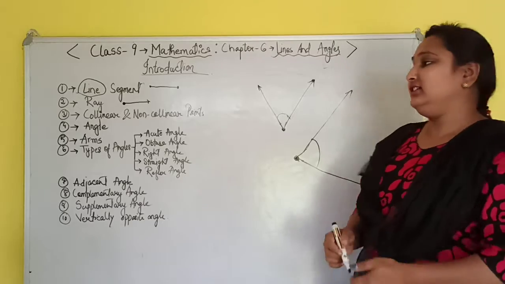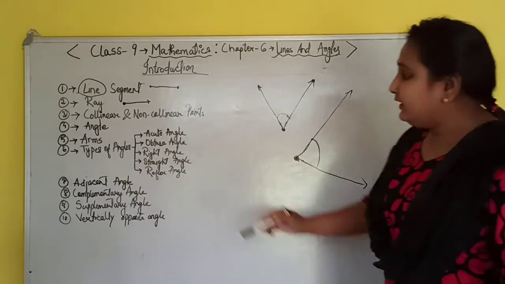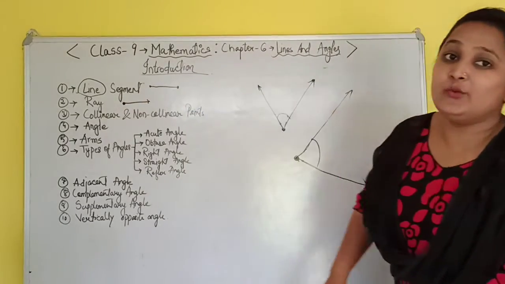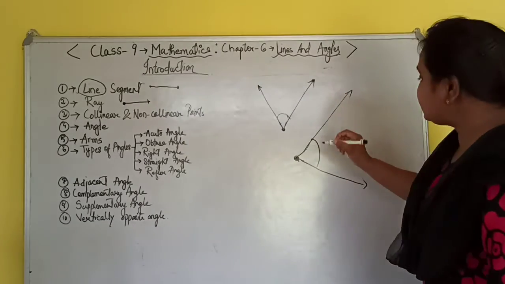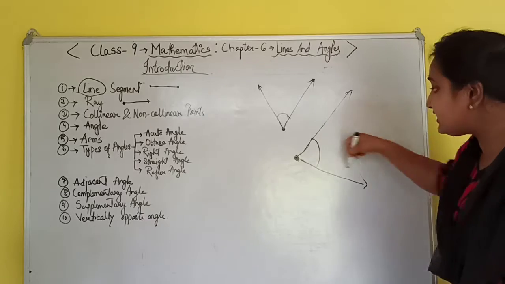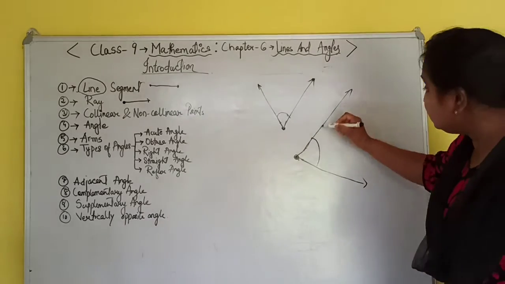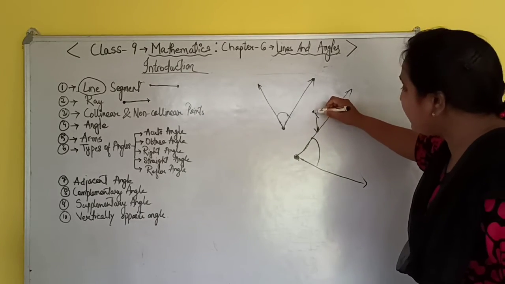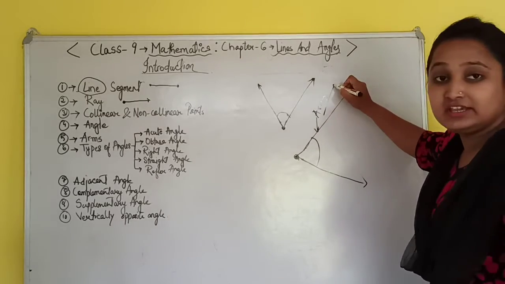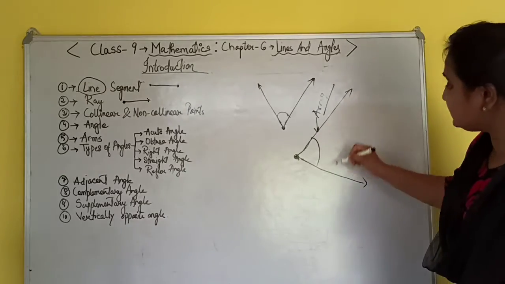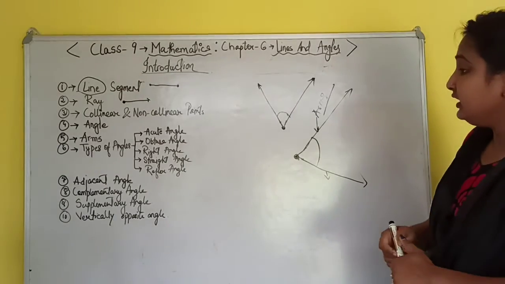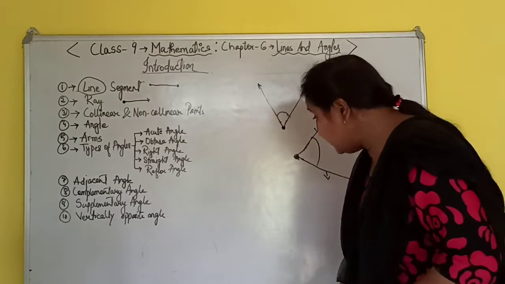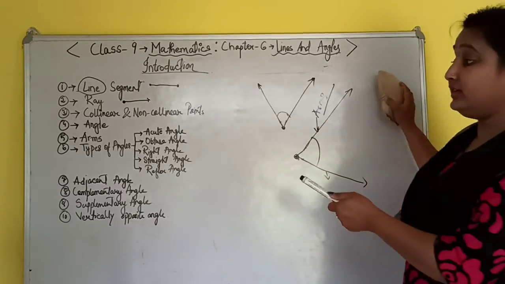Got it? So now the next point is arms. What is an arm? It is also related to the term angle. An angle is 2 rays joined by a common point. So these rays are known as arms. How many arms does this angle have? 2 arms. This is one, this is another one. So I think you understood about the arms.